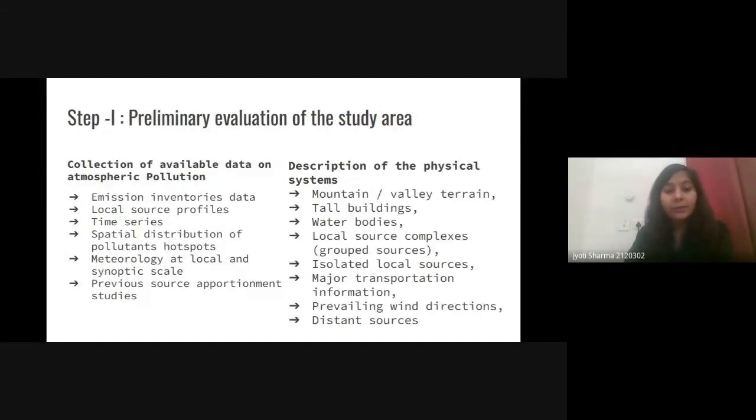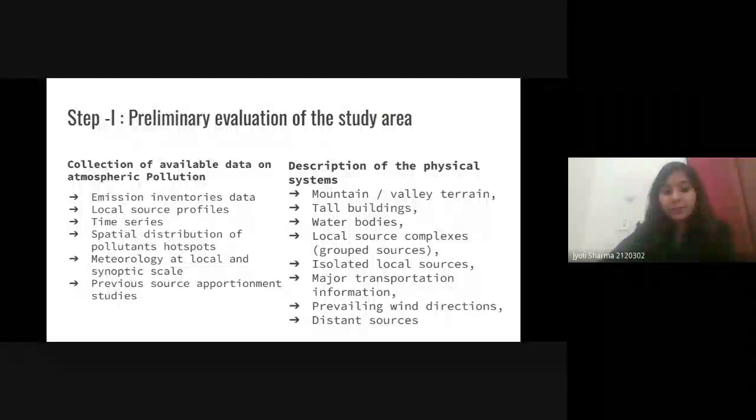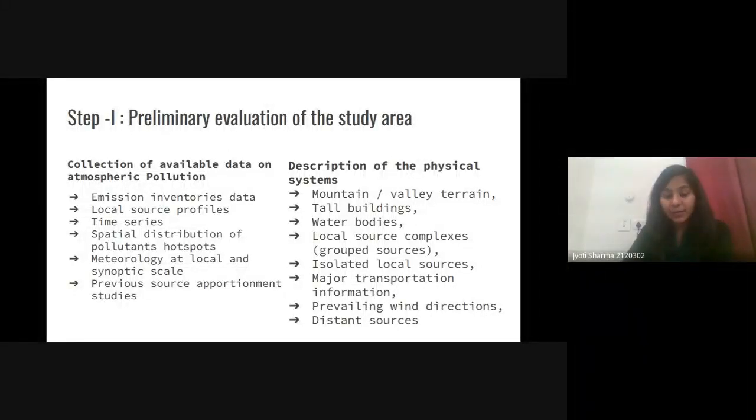Okay, so the first step was the preliminary evaluation of the study area. It means you will collect the data that is available related to atmospheric pollution in that area. If by chance you have the emission inventory for that particular area, you will take it. If you have the local source profile, for example, data that at that position you have that company, then you will collect it.